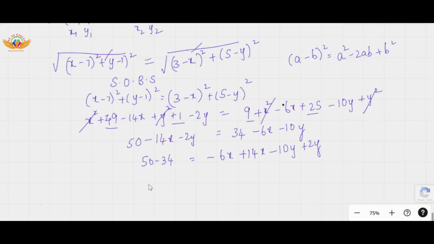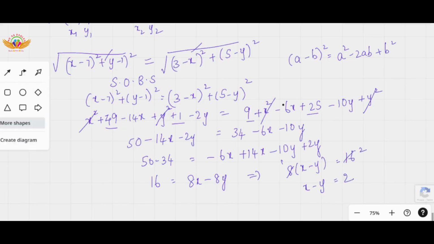Okay, done. What is 50 minus 34? So yeah, 16. So minus 6x plus 14x will be 8x, and minus 8y. Done. So if I take 8 common, x minus y is equal to, what is the answer? 16. 8 ones are 8, 8 twos are 16. So we got x minus y is equal to 2.